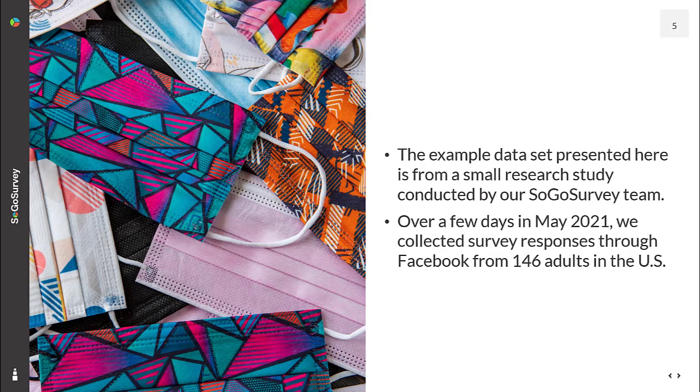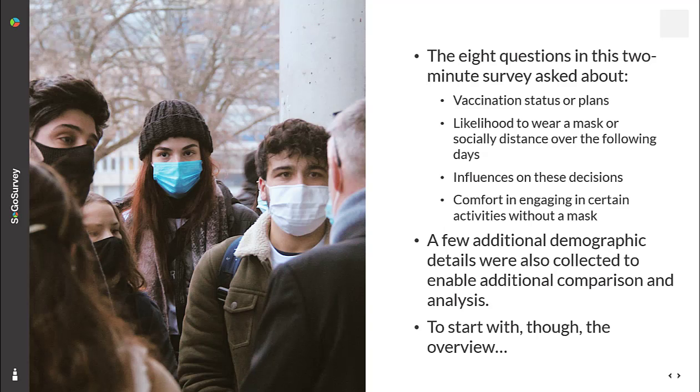The example dataset presented here is from a small research study conducted by our SoGoSurvey team. Over a few days in May 2021, we collected survey responses through Facebook from 146 adults in the US. The 8 questions in this 2-minute survey asked about vaccination status or plans, likelihood to wear a mask or socially distance over the following days, influences on these decisions, comfort in engaging in certain activities without a mask, and a few additional demographic details were also collected to enable additional comparison and analysis.